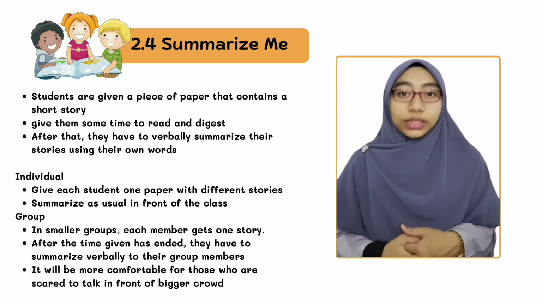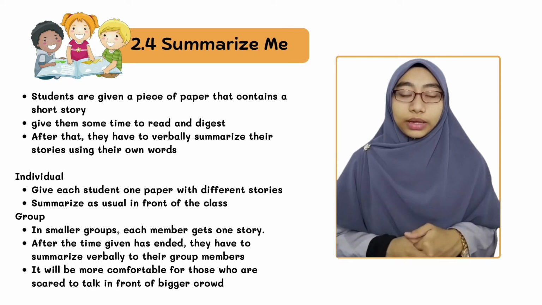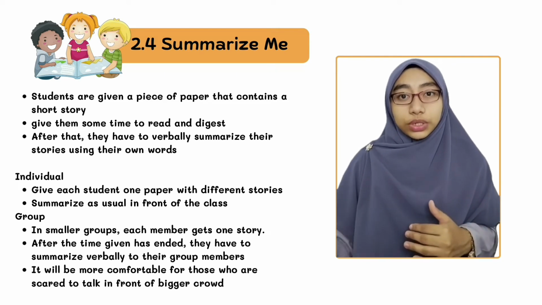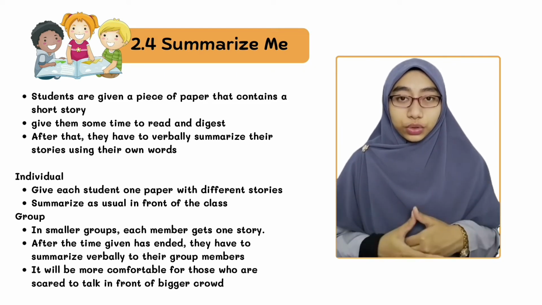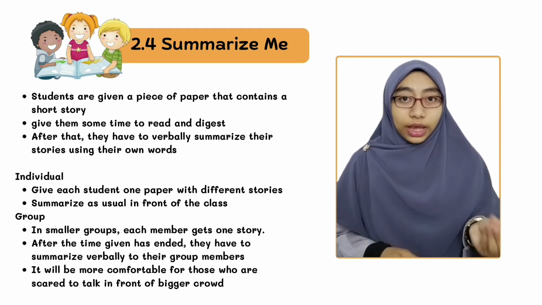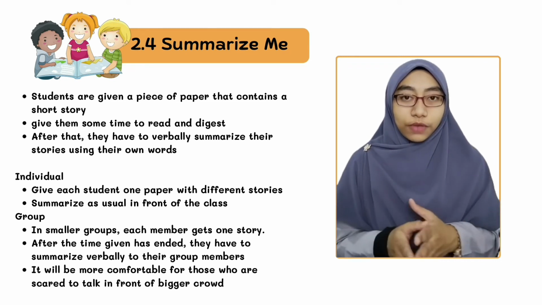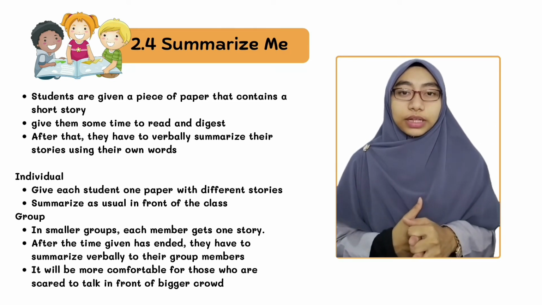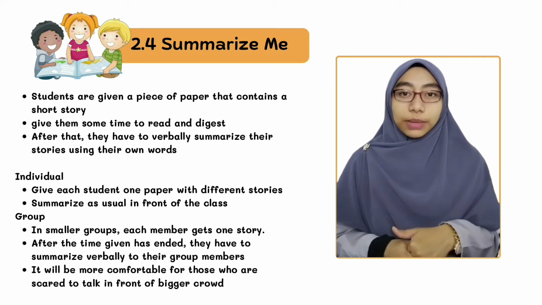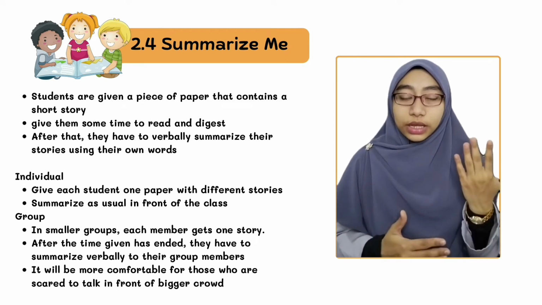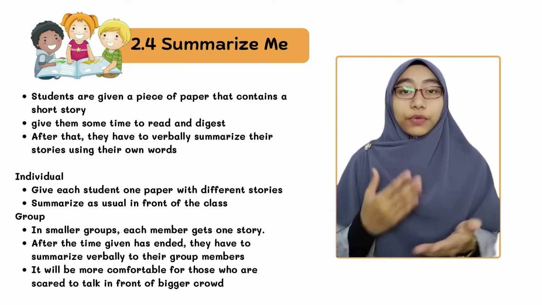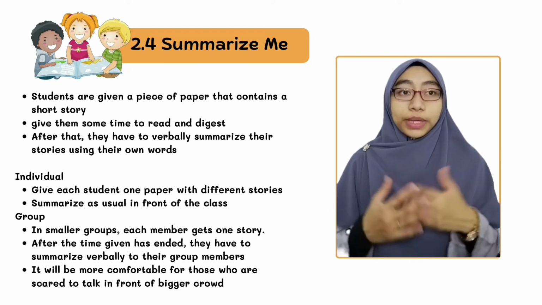The teacher can conduct this activity in 2 ways, whether it will be an individual work or a group work. If it's an individual work, the teacher can just give the students 1 paper each that contains the short story. Give them time to understand, and after 5 to 10 minutes, each student has to tell the story to the whole class. For the group activity, the teacher can divide the class into smaller groups. In each group, each of them will have different stories. After the time given has ended, they will have to present their own summary to the group members only. This will work better for students who are afraid to talk in front of a bigger crowd.